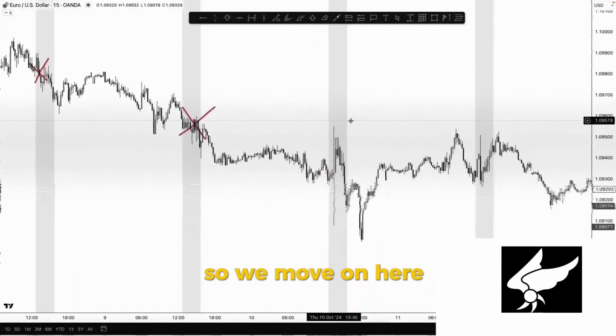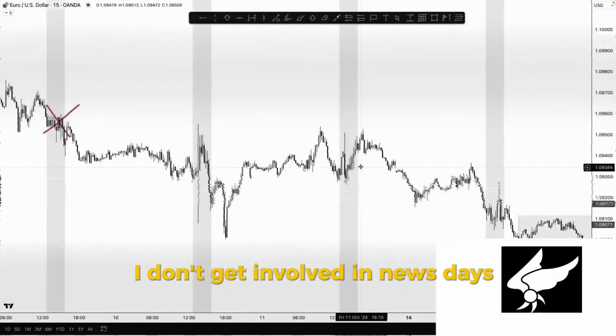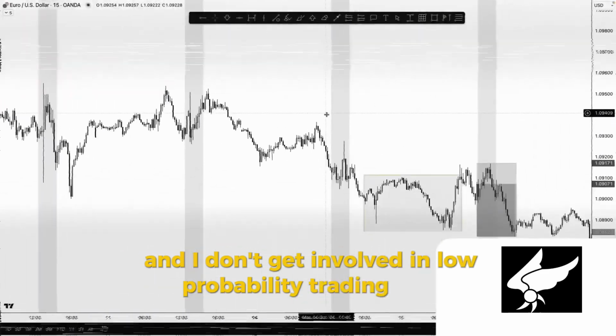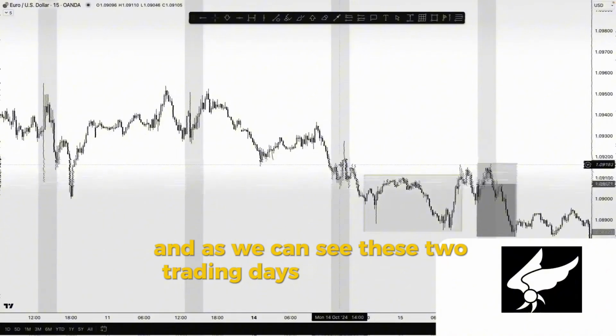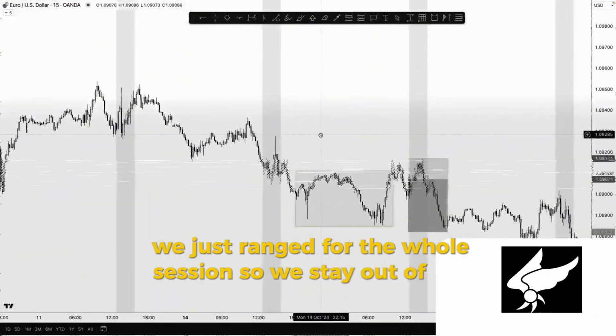So we move on here. Again, we can see that there was a news day. I don't get involved in news days and I don't get involved in low probability trading days. And as we can see, these 2 trading days were very low probability. We just ranged for the whole session, so we stay out of the market.